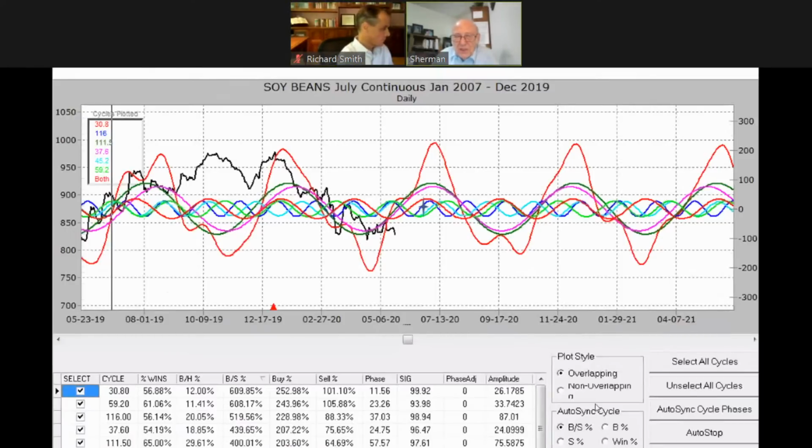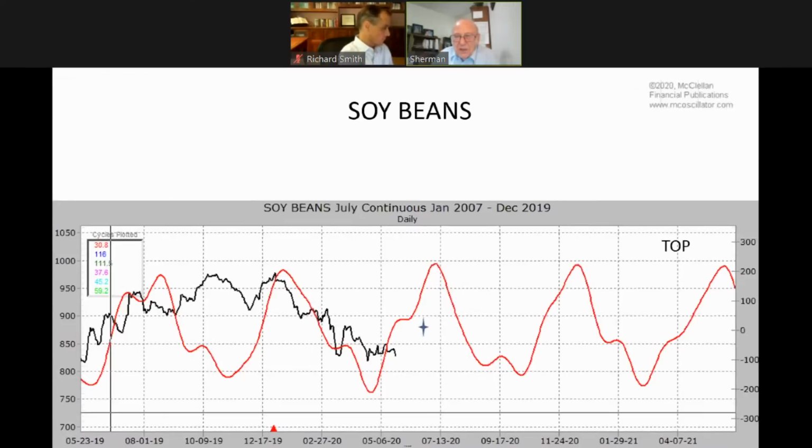So here are the cycles that were used. And here's what the synthesis looks like. The top did come in, the bottom has come in. We're in this upward cycle, and then we have some decline into harvest. So this looks like we should have a very good harvest and lower prices at harvest time.